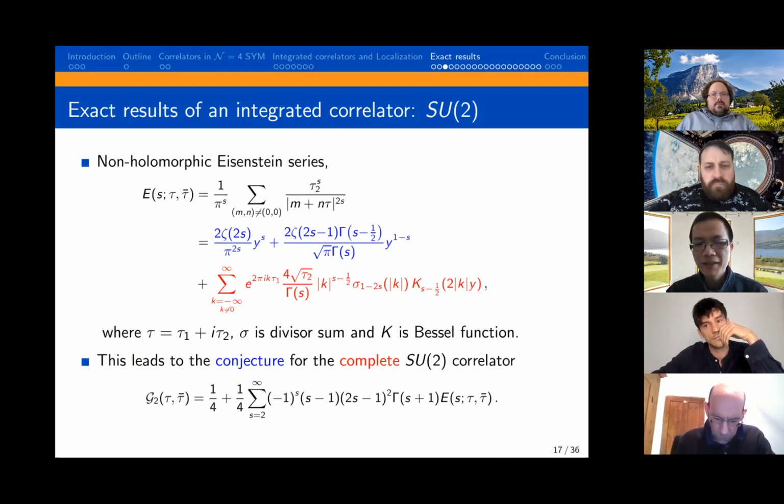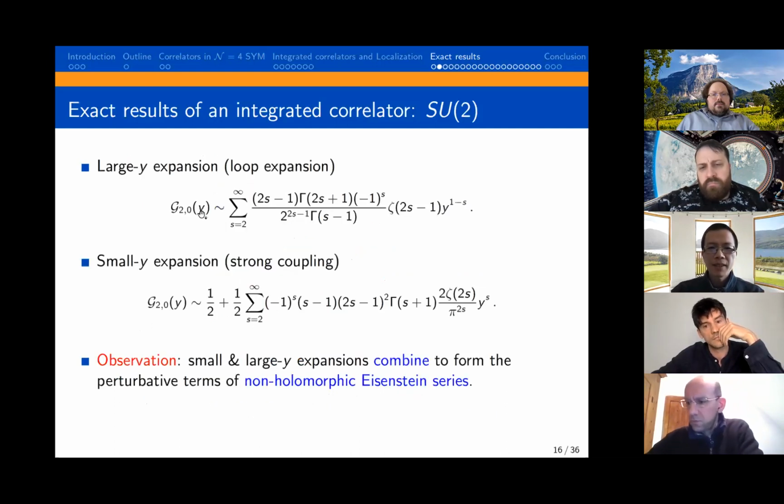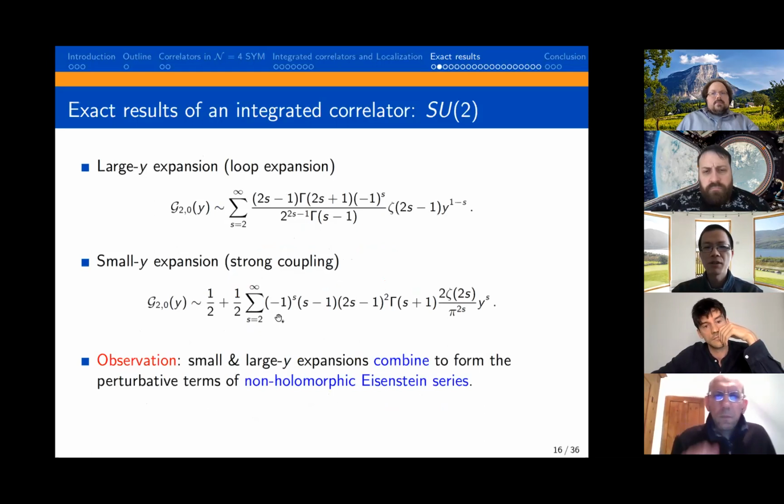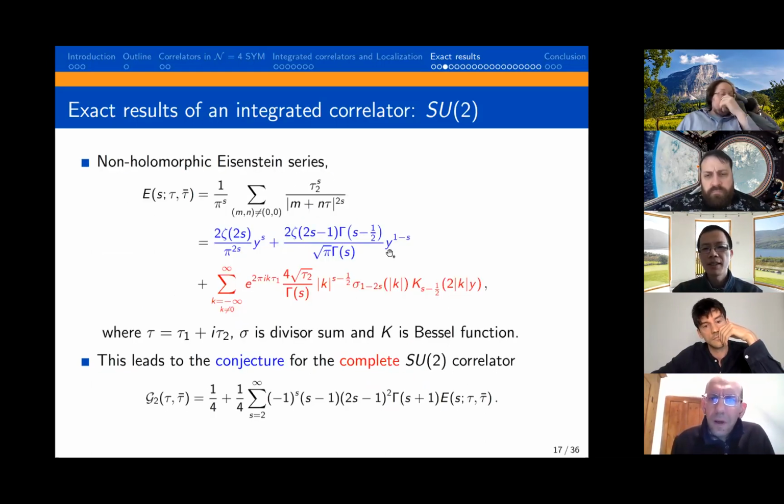Right. So first, let me make clear: here, I'm just considering the perturbative term. I'm just making some observation. I noticed the perturbative term matches this perturbative part of the Eisenstein series. This formula I wrote down now is a complete result, complete in the sense that it includes all the instantons. So this is valid for arbitrary coupling.